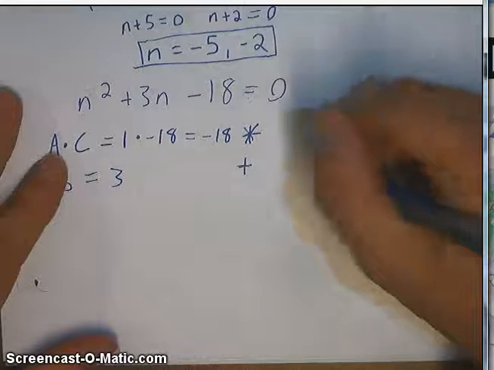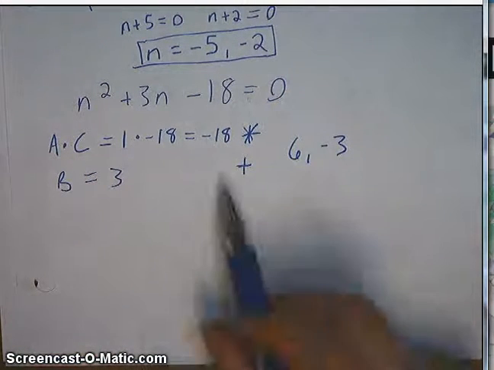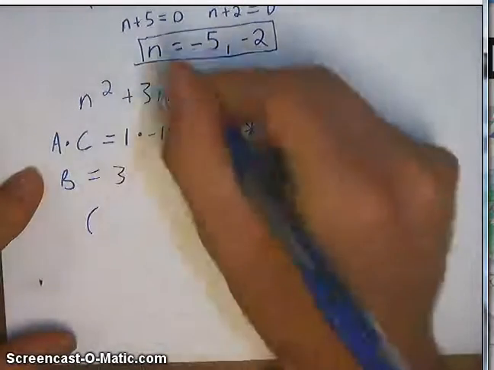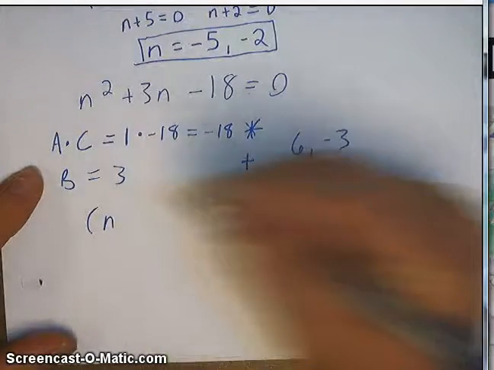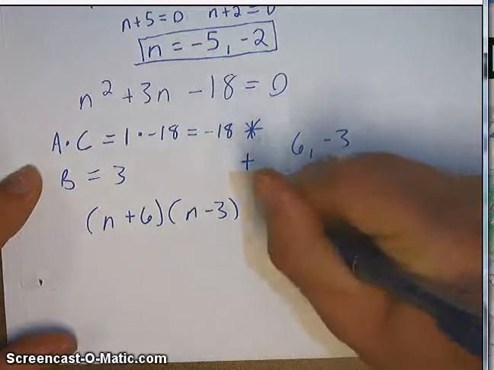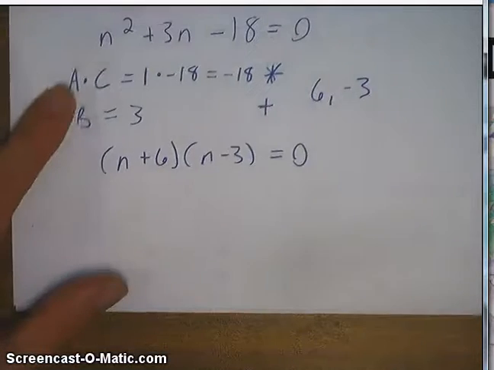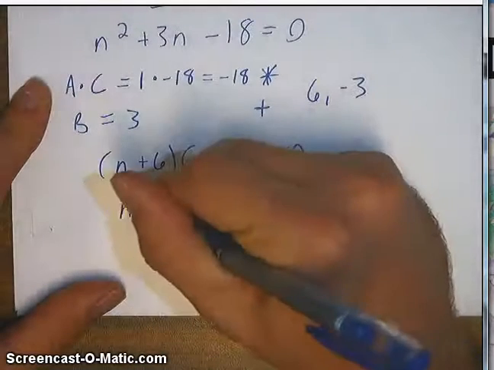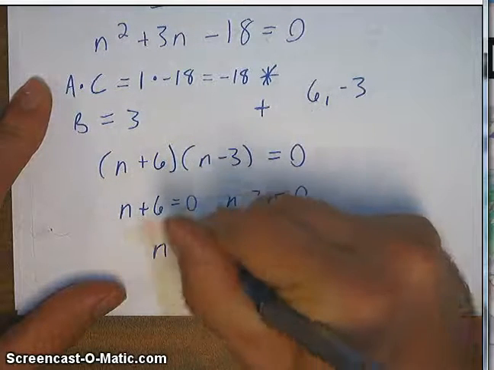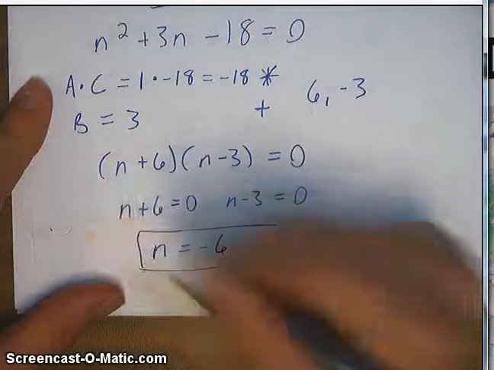In my head, I'm getting 6 and negative 3, because 6 times negative 3 is negative 18, and 6 minus 3 is positive 3. So when I factor this equation up here, I'm getting n plus 6 times n minus 3 equals 0. You would just want to set each of those individually equal to 0. n plus 6 equals 0, and n minus 3 equals 0. So when you solve for n, you've got negative 6 and positive 3. Those are the two solutions.